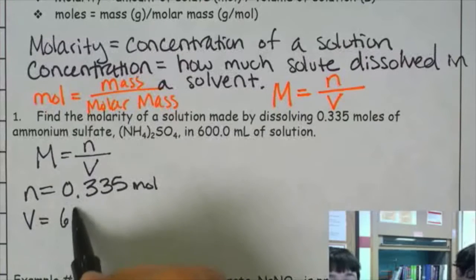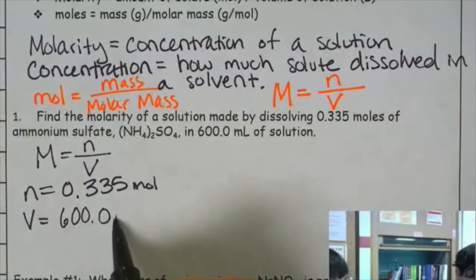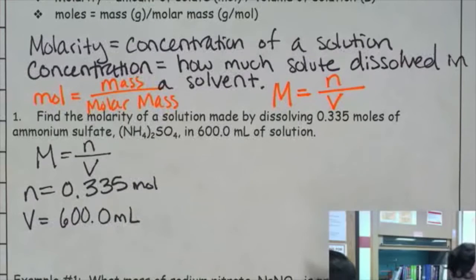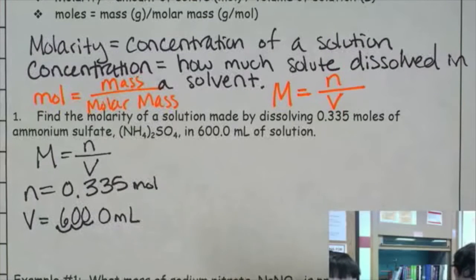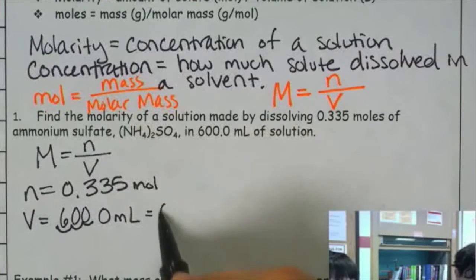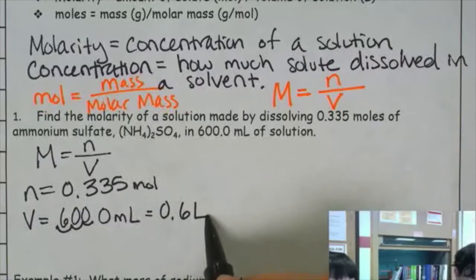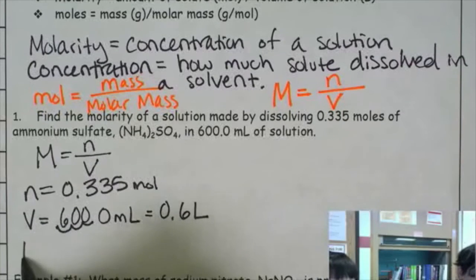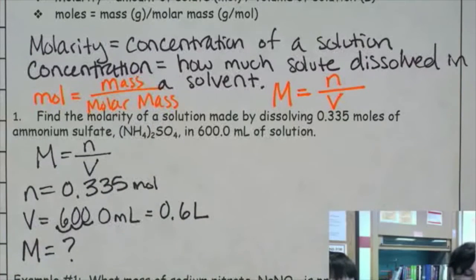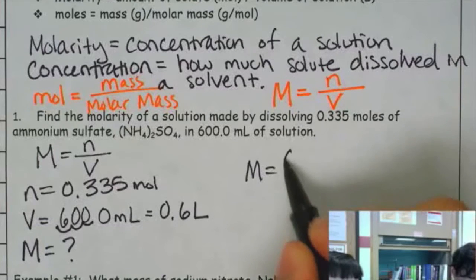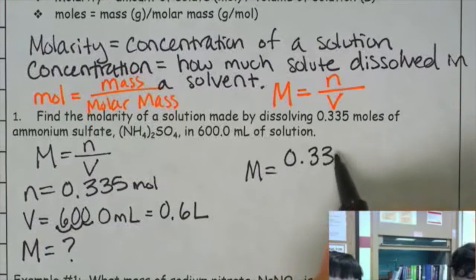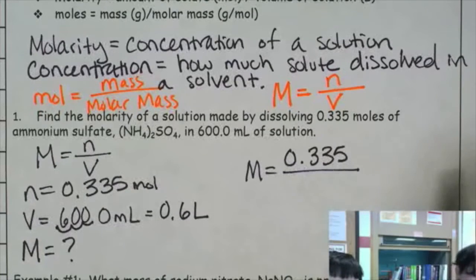Right. So I think we're going to have to change it. We are, because volume has to be in liters. So before we can do anything else with it, we have to move these decimal places over to convert it into liters. So that's actually going to be 0.6 liters. And then it wanted to know molarity. That's the concentration, right? So we just plug in what we have. Molarity is equal to our moles, 0.335 over 0.6.